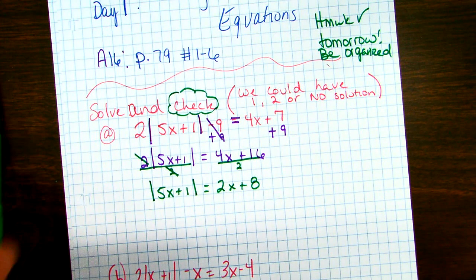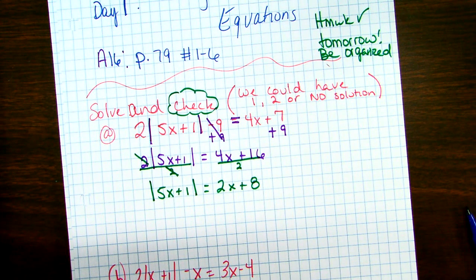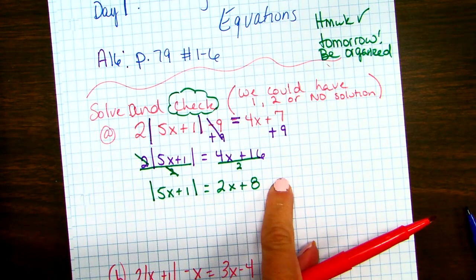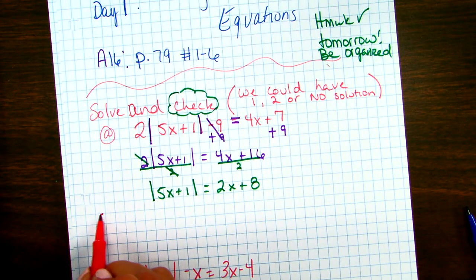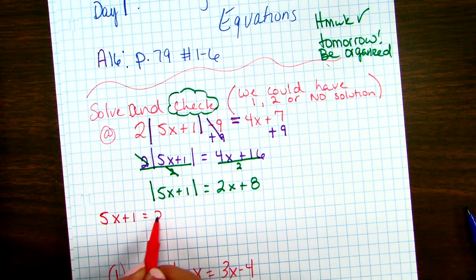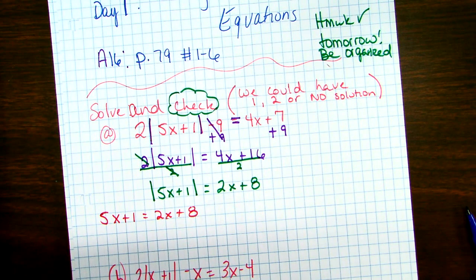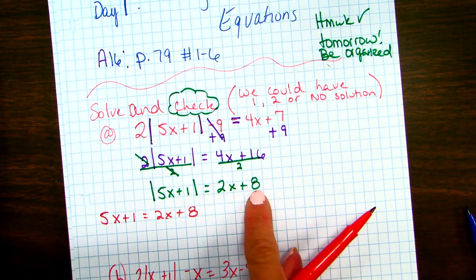Here's how we solve it. We rewrite it 2 ways, okay? So I write exactly what I see. You can get rid of the absolute value signs now. So I write 5x plus 1 equals 2x plus 8. There's one of the 2 ways I'm going to write it. So exactly how I said, I didn't change a thing.